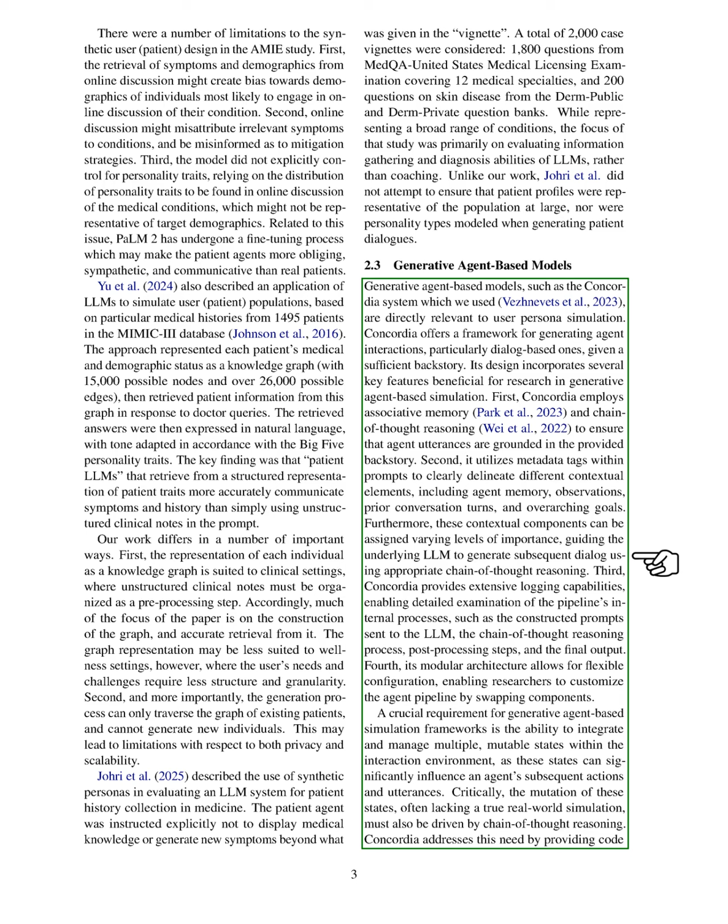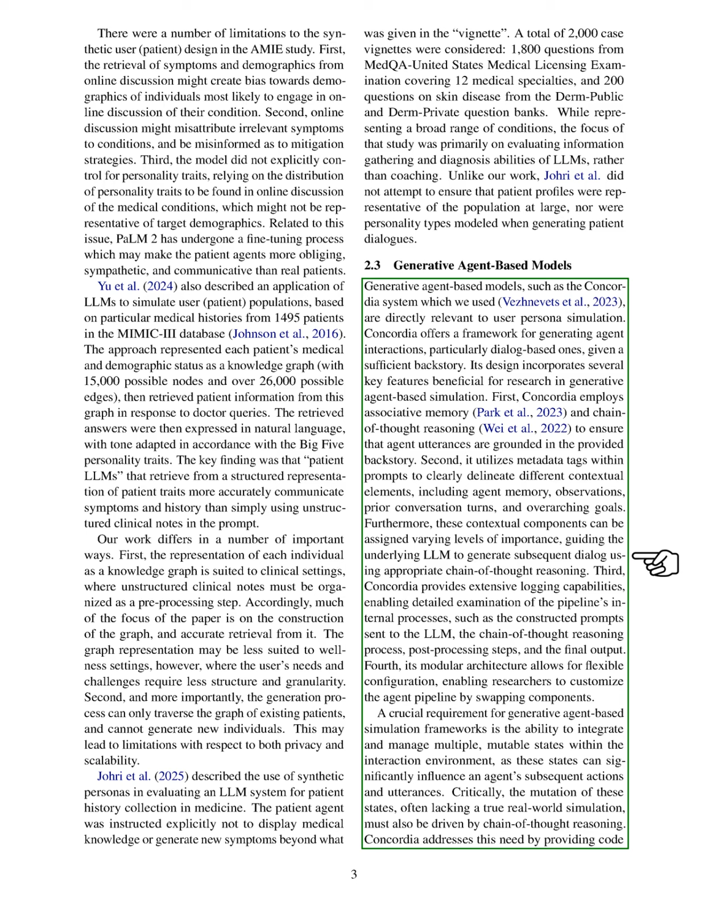Third, Concordia offers extensive logging capabilities, allowing us to closely examine the internal processes, including the prompts sent to the language model, the reasoning steps taken, and the final outputs. Fourth, its modular design lets us customize the agent pipeline by swapping out components as needed.